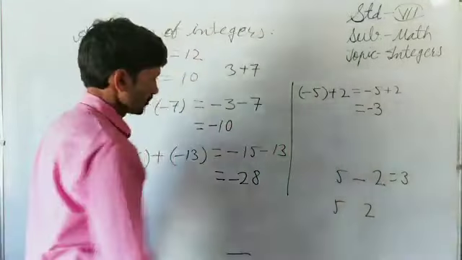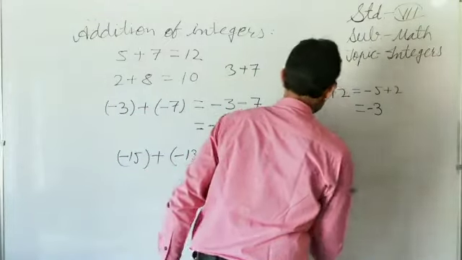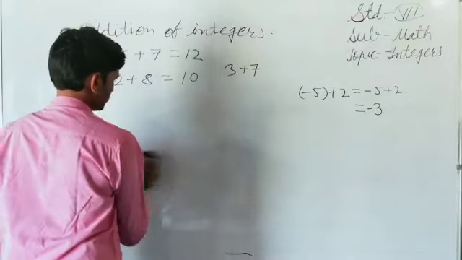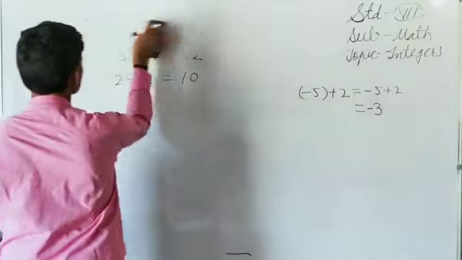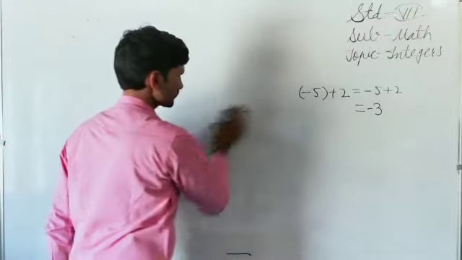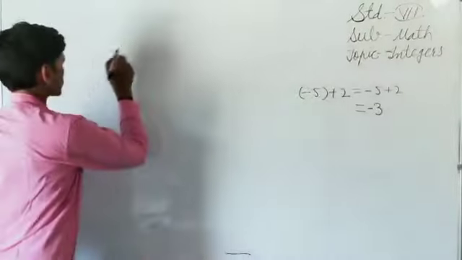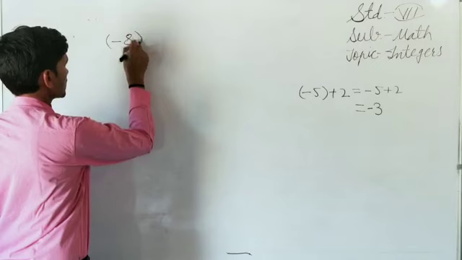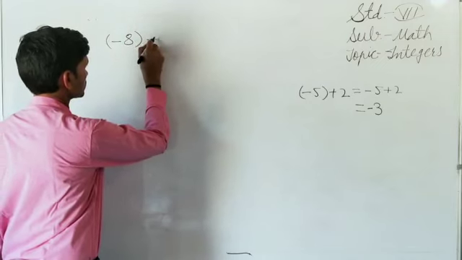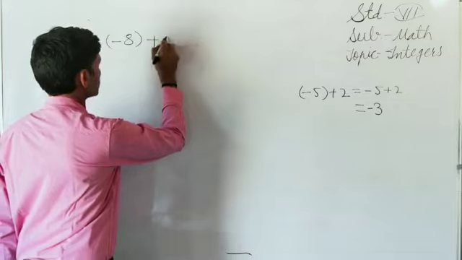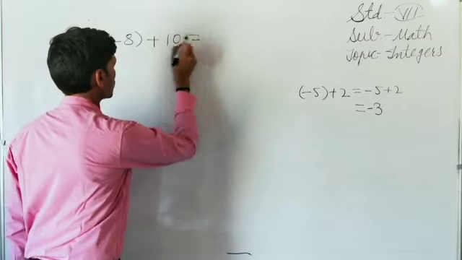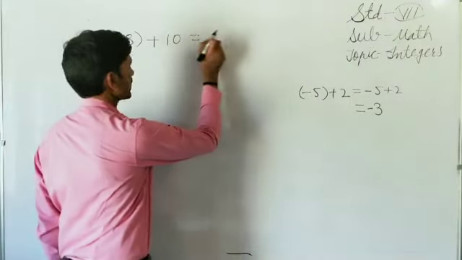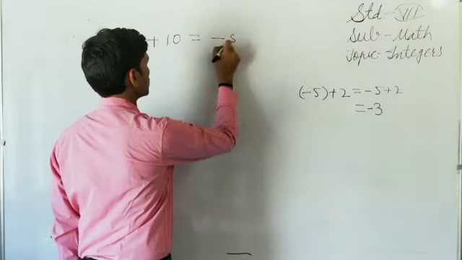Let's take another example. Minus 8 plus 10. So first of all, let us remove the bracket. Outside the bracket, what sign is there? Plus, and inside it is minus. So plus minus will become minus. It is plus 10.